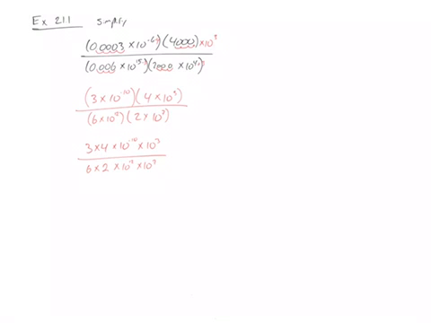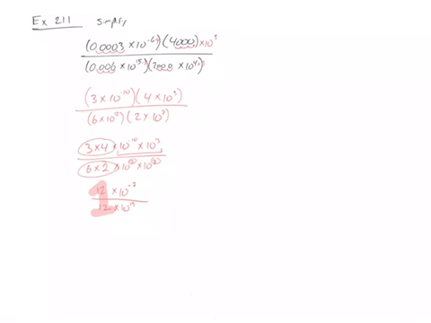Now let's simplify down. 3 times 4 is 12. 6 times 2 is 12. When the bases are the same, you add exponents, so this is going to be times 10 to the negative 10 plus 3, which is negative 7. Adding exponents down here is going to be times 10 to the 12 plus 7, which is 19. Notice my 12s. 12 divided by 12 is just simply 1.